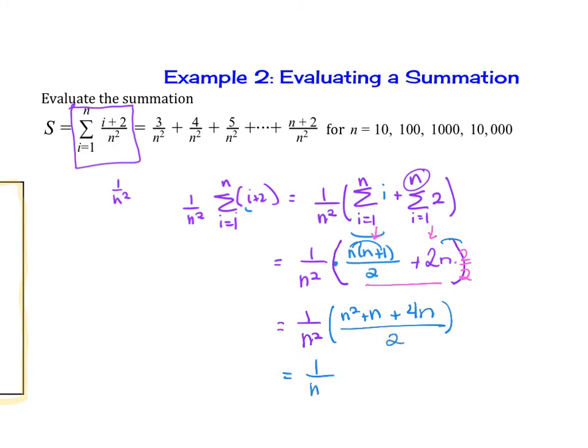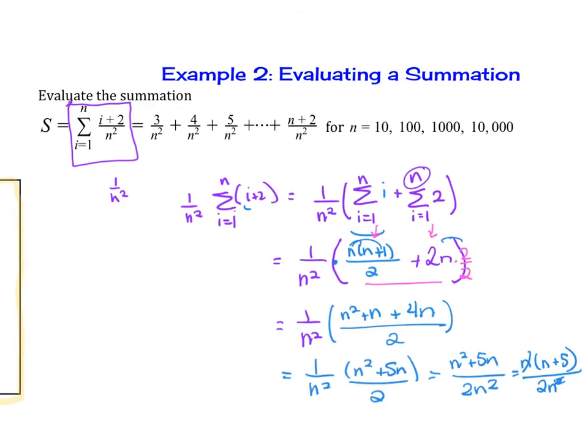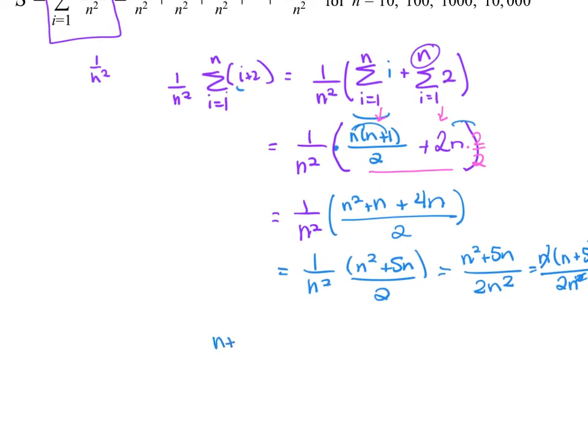So this is 1 over n squared, and this is n squared plus 5n over 2. And then multiplying it together, we get n squared plus 5n over 2n squared. And we can go ahead and factor out an n times n plus 5 over 2n squared. So we can take out an n. And now we're looking at n plus 5 over 2n.